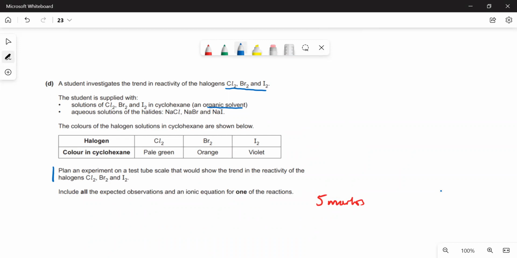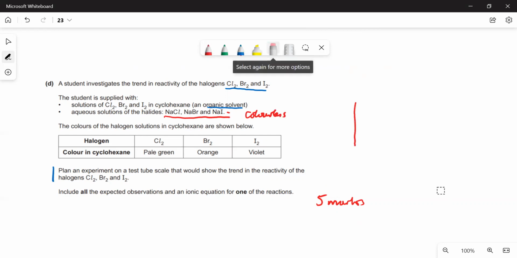Now I think the easiest way to do this is probably to draw it as a table. And let's think about the observations. All of these solutions of aqueous halides are colorless. Don't forget that. People always think for some reason sodium bromide is red. It's not. It's like sodium chloride, salt, it's not green like chlorine, it's colorless in solution. Same with sodium bromide and sodium iodide. Okay, so what's going to happen when we do these reactions?